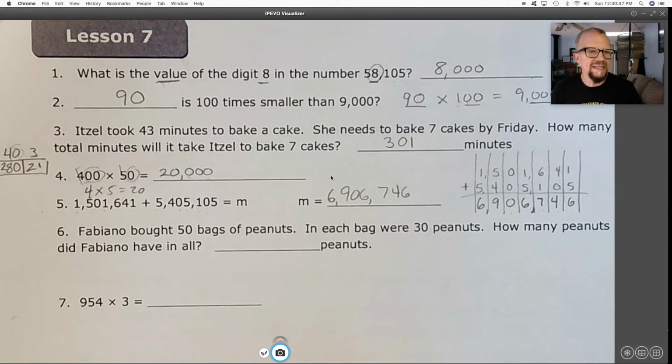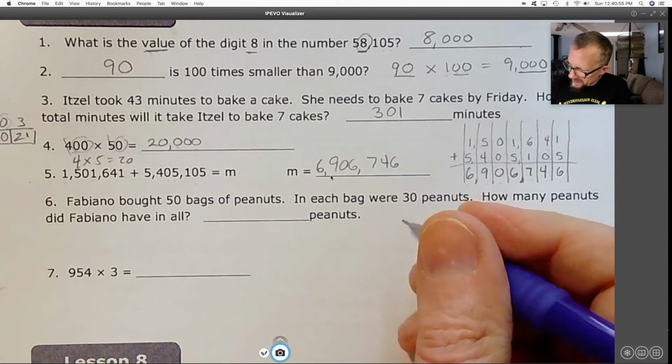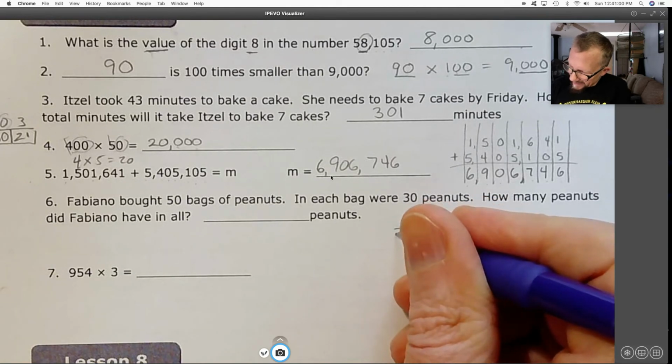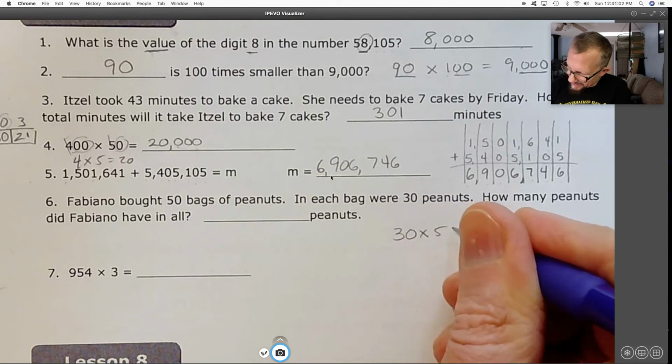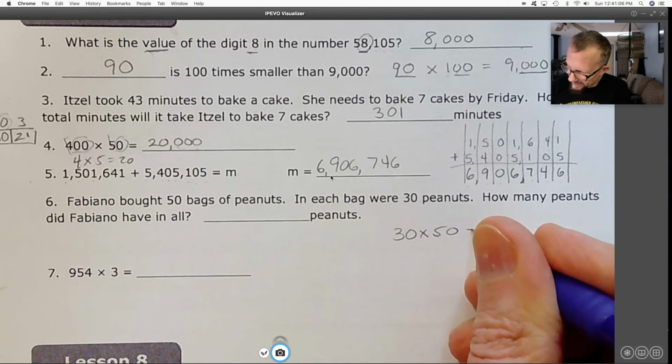And number 6, Fabiano bought 50 bags of peanuts. In each bag were 30 peanuts. How many peanuts did Fabiano have in all? So we've got 50 bags and there's 30 peanuts in every bag. So we've got 30 times 50 or 50 times 30. They would give us the same product.